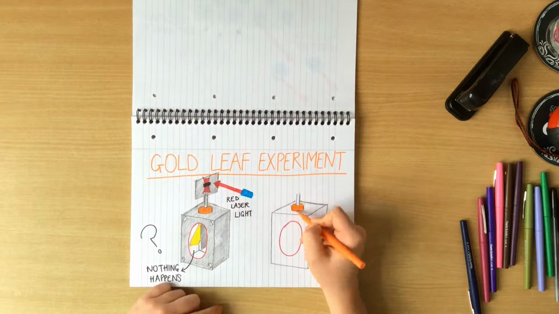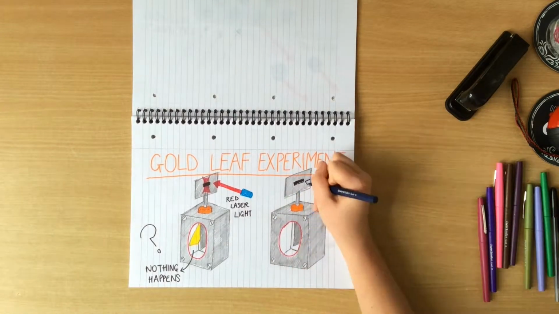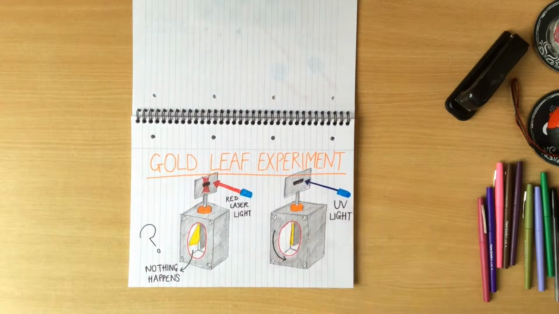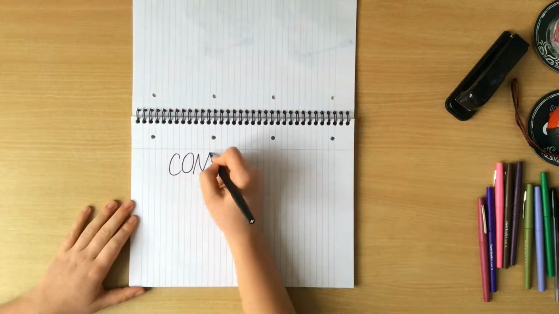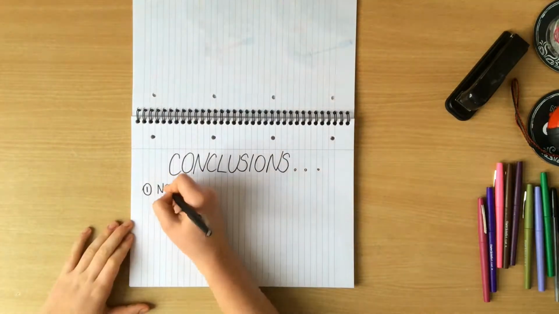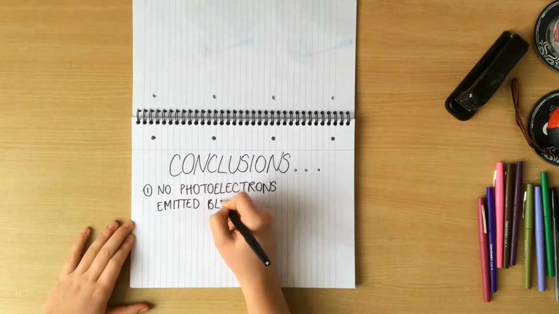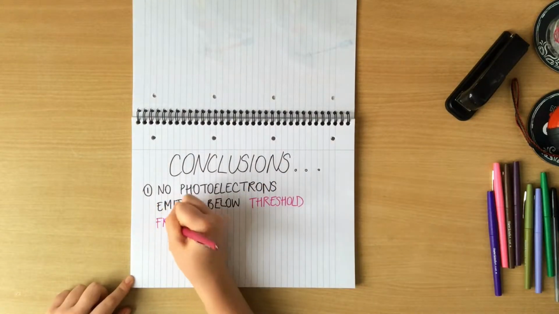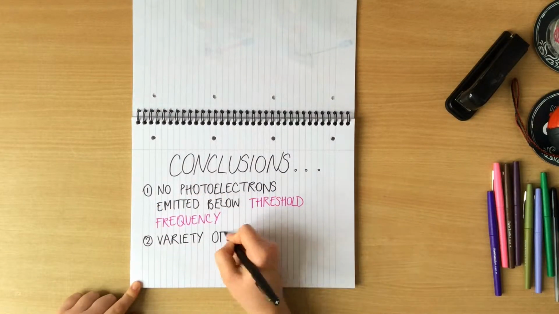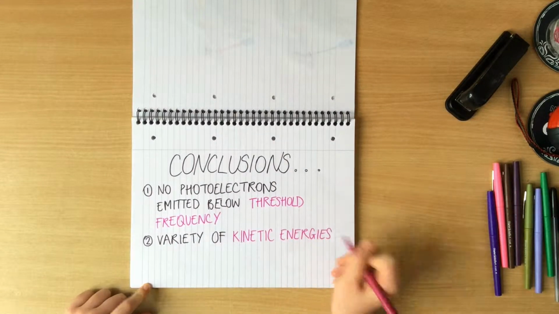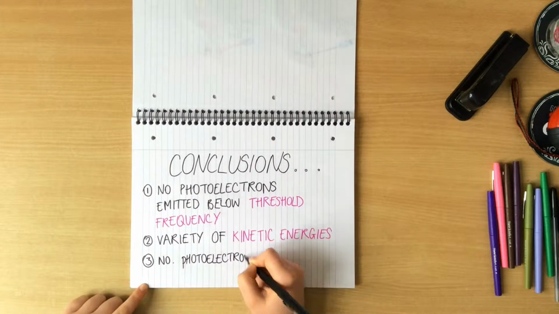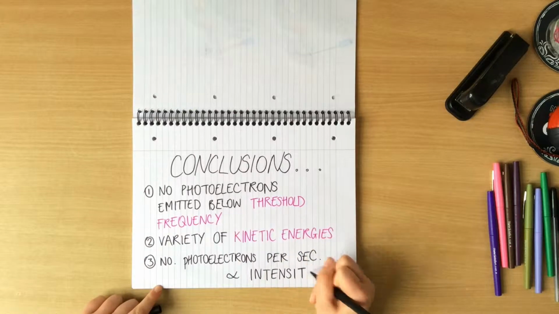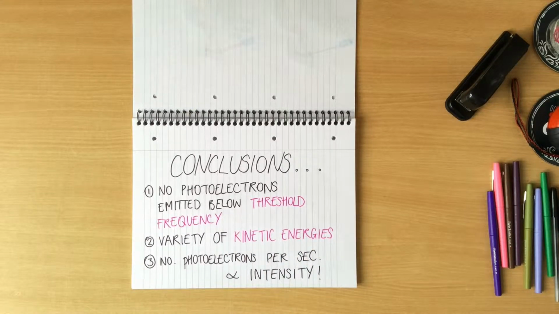However, if you shine a small amount of ultraviolet light onto the zinc, the leaf will slowly fall down, even at really low intensities. Three main conclusions can be drawn from this. Firstly, no photoelectrons are emitted if the radiation's frequency is below a certain threshold. Secondly, the photoelectrons are emitted with a variety of kinetic energies. And finally, the number of photoelectrons emitted per second is proportional to the intensity of the radiation.